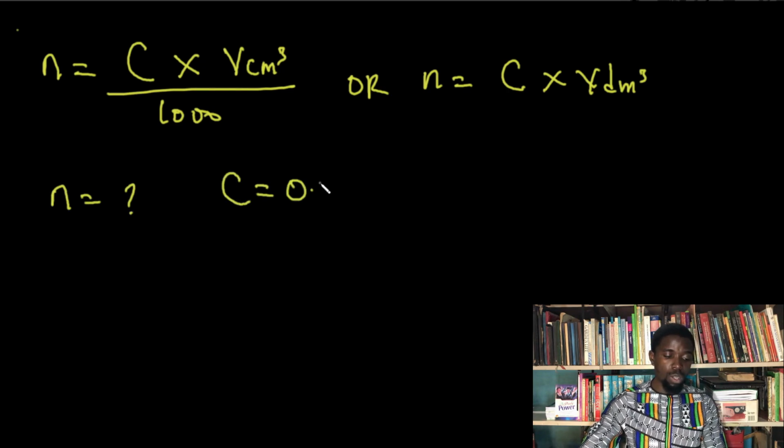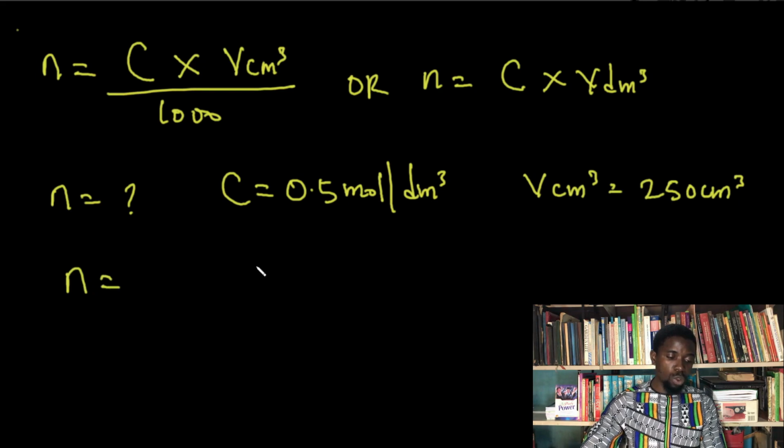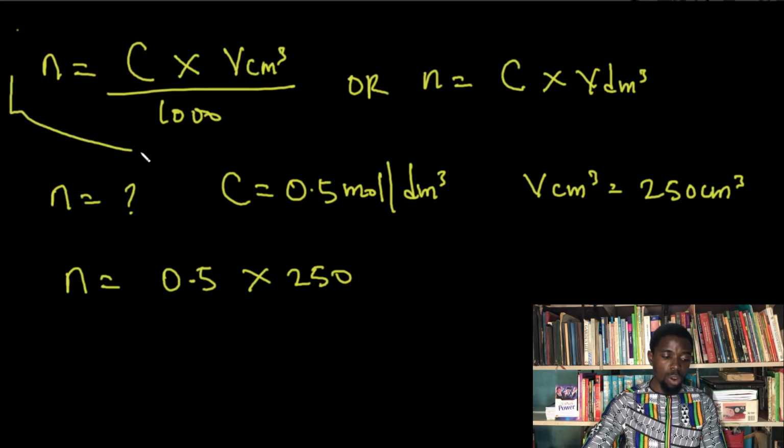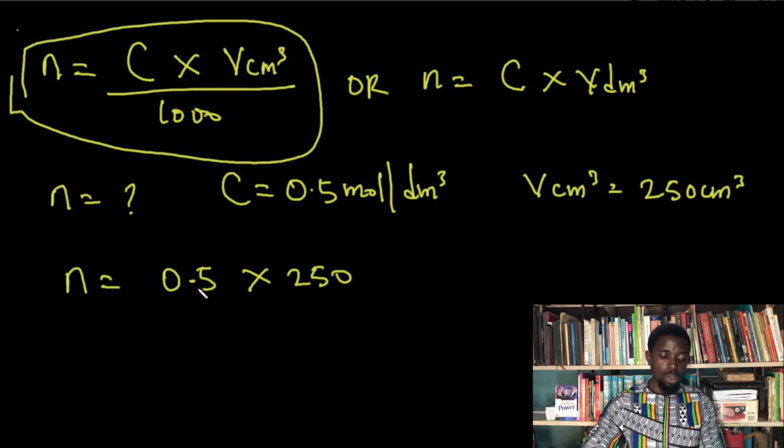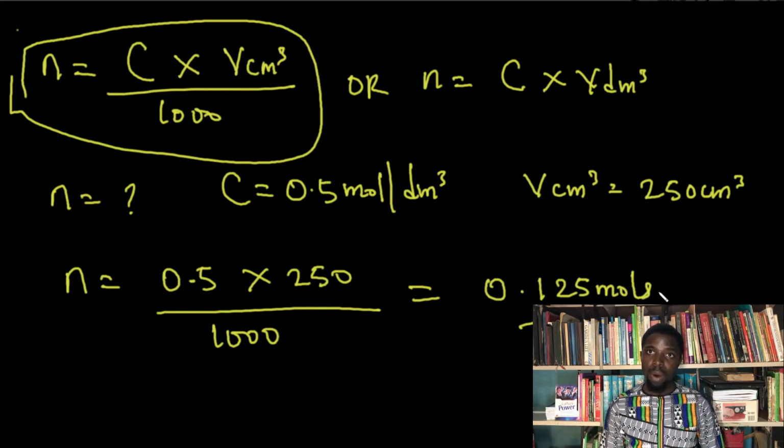Now with that said, N equals, we don't know. The concentration given in the question is 0.5. How do I know? The unit of molar concentration is mole per dm cube. And then the volume of the solution equals 250 cm cube, as we saw in the question. So the number of moles equals our molar concentration 0.5 multiplied by the volume in cm cube, which is 250. Because we are relating the number of moles and volume in cm cube, we are going to use this particular formula. So N equals 0.5 times 250, all divided by 1000, and that is going to give us 0.125 moles. And that's basically the relationship.